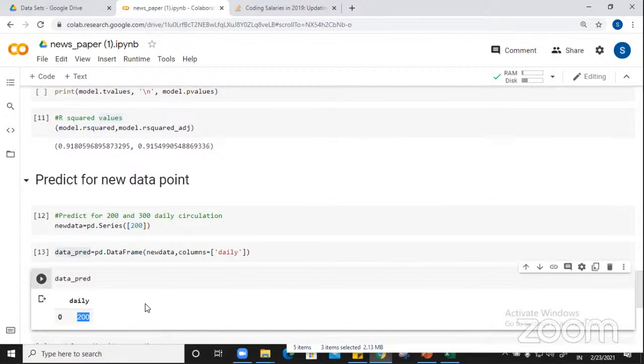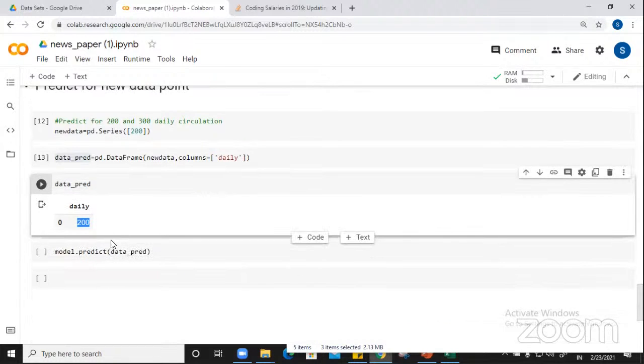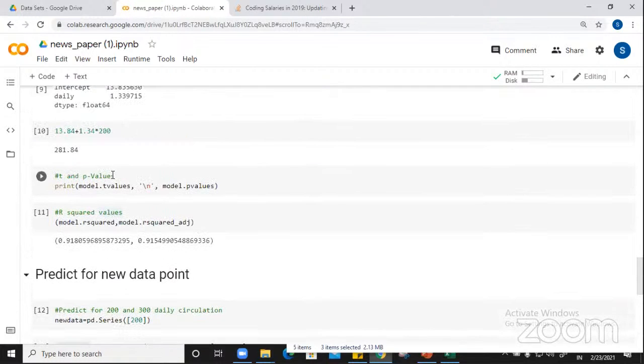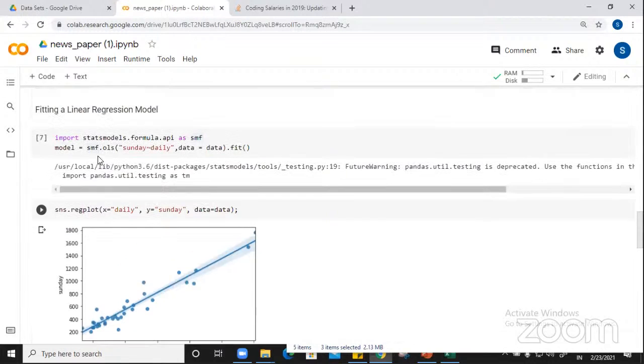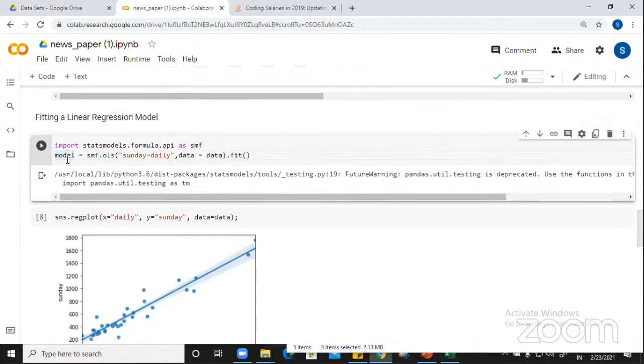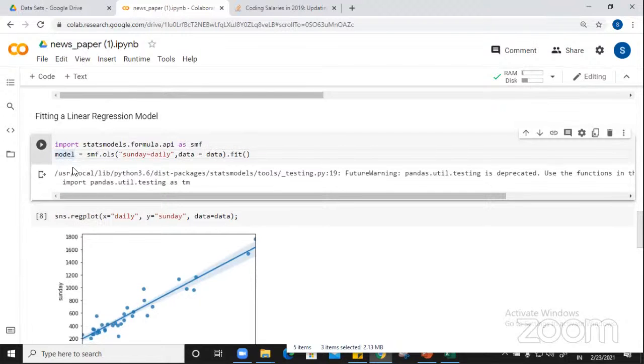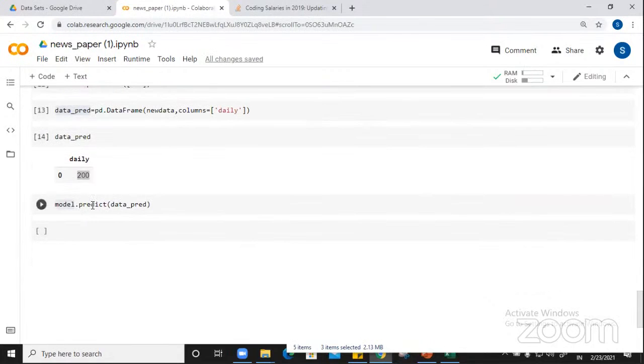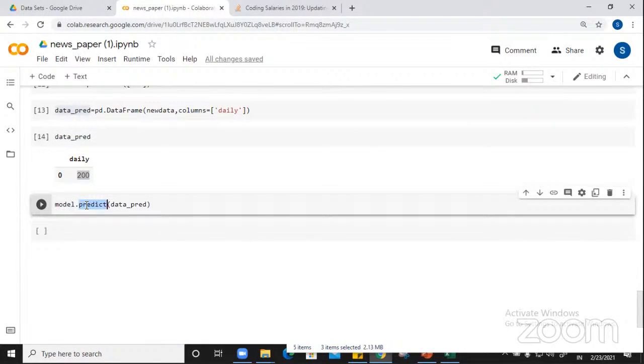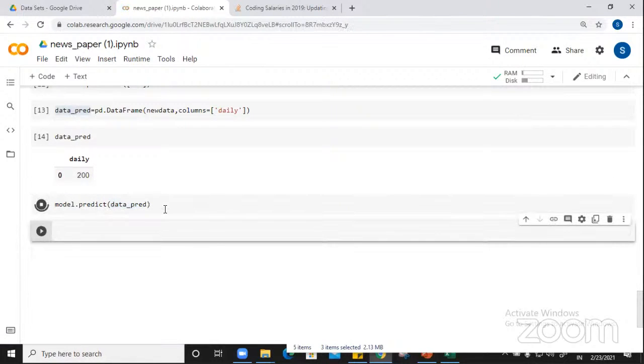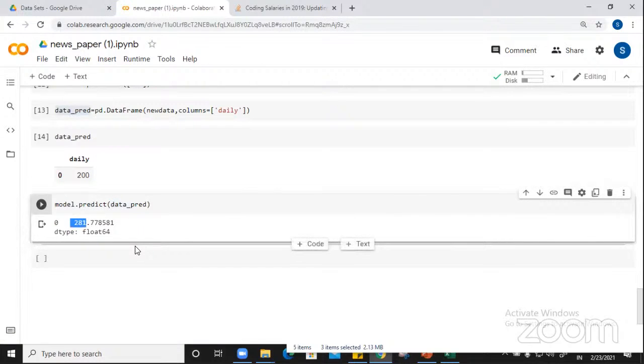So this is actually our daily circulation. Now I want to find out how many Sunday editions we are going to sell. So model is nothing but the model that we have built here. You see, this is a model object, right? We have built and saved that model. So in this model object, we are calling model.predict. Predict means for this 200, how many Sunday editions, and data_predict. This data is whatever data set we have prepared. In this data set, what is there? 200. Just predict. So 281. That is what we have got. That means you don't have to manually compute that. Directly you can use this predict method to get the y value for given x input values.